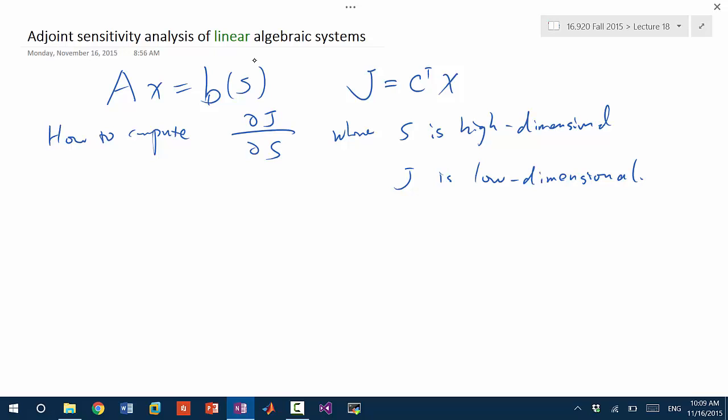Any ideas? Hint: you have to solve a different linear system. Yes? So let's say J is a scalar. I only have one quantity. How can you solve just a different linear system just once and compute all the sensitivity of one J with respect to all the S's?